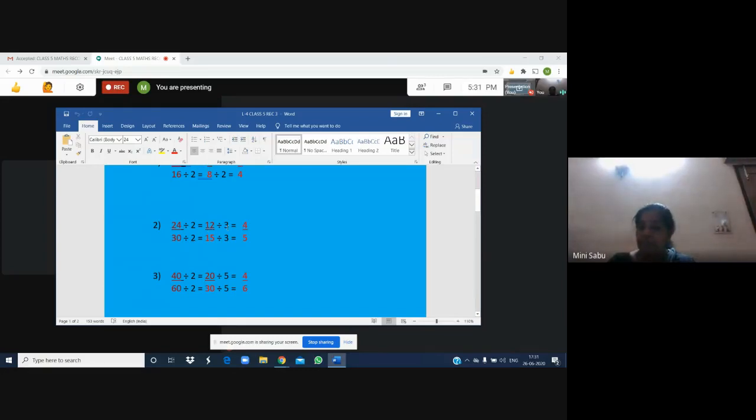12 divided by 3: 3 4s are 12, so 4 here. 3 5s are 15, 5 here. So you got a new fraction, 4 upon 5. It is an equivalent fraction of 12 upon 15, 24 upon 30 also. That means all these three are equivalent fractions. Things are getting clear? Okay, now we are going to another example.